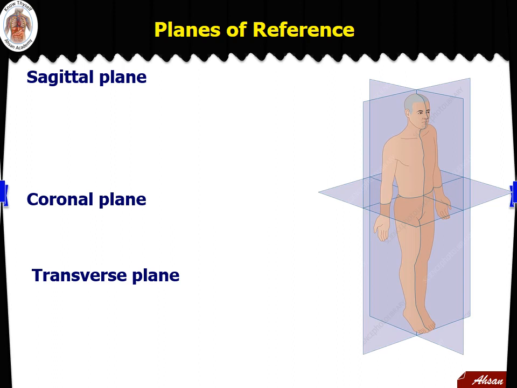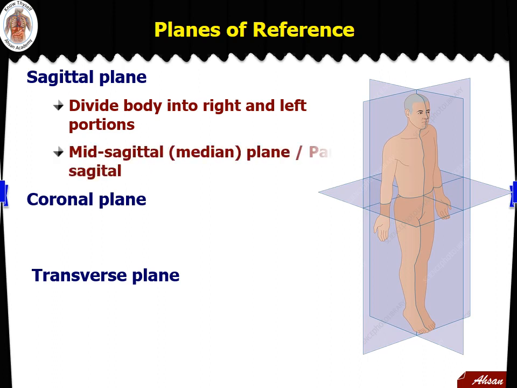So these are the three types of planes we use. This is the sagittal plane, coronal plane, and transverse plane. So the sagittal plane divides the body into right and left parts. If one is in the midline, it divides the body into right and left halves. So this midline plane is known as the mid-sagittal plane, or in simple words we say the median plane, and the planes parallel to that plane are known as parasagittal or simply sagittal planes.